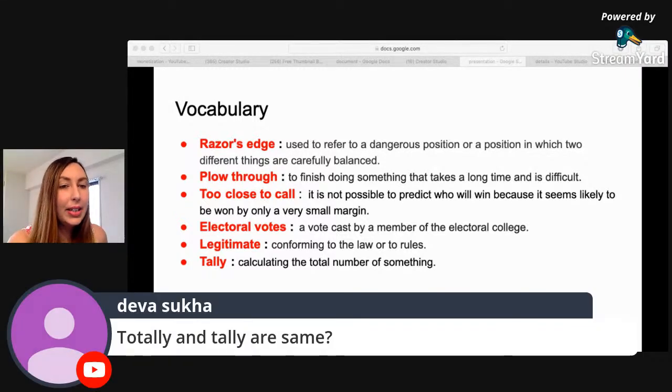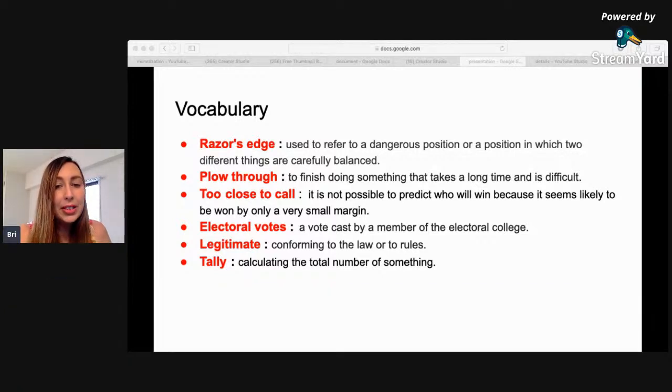Okay. So Devaska asked, totally and tally, are they the same? No, they are totally different words. So totally means, like, really. Total could mean everything combined together, like the total of 1 + 1 is 2. But tally is another word for counting. So maybe if you're counting, you make tally marks. 1, 2, 3, 4, 5. That is tally. Okay, good question.